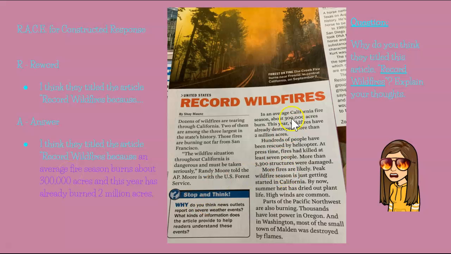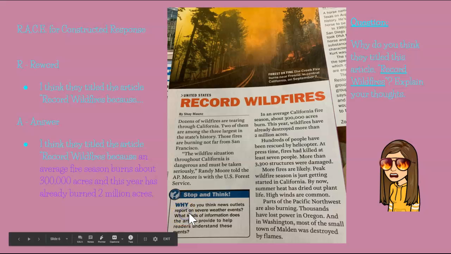And I got that information, that text evidence, from right here in this paragraph. In an average California fire season, about 300,000 acres burn. This year, wildfires have already destroyed more than 2 million acres. So I took text evidence right from the story. So far I've answered my R and my A. So I've reworded the question, and now I've answered the question. But there are some other steps.